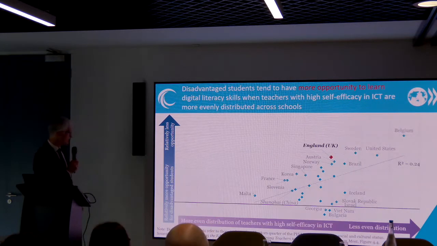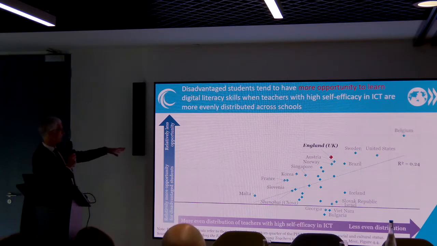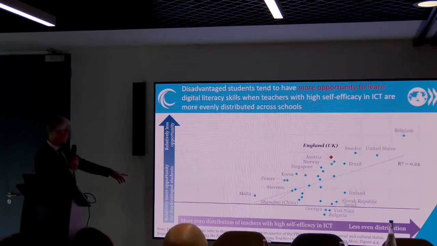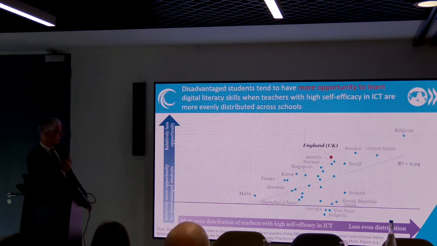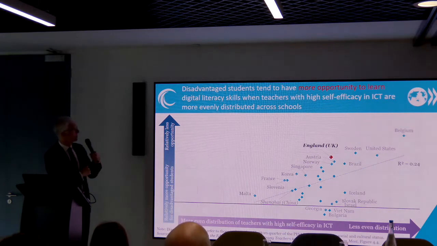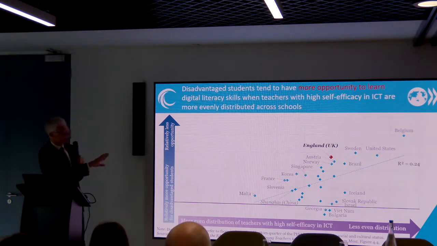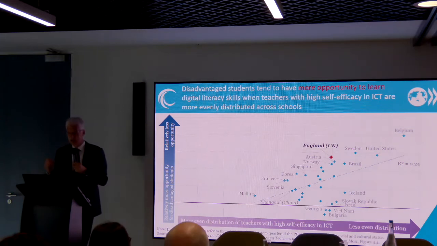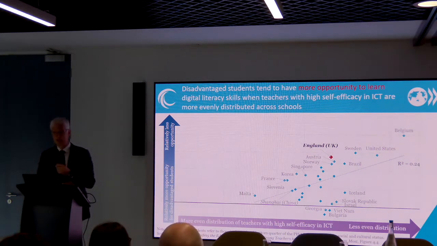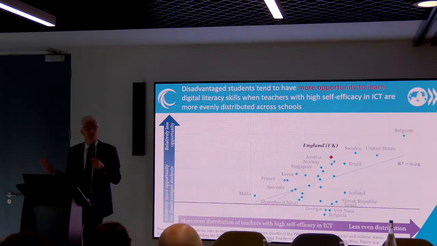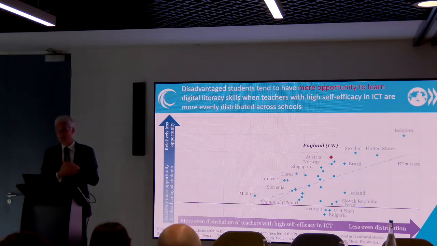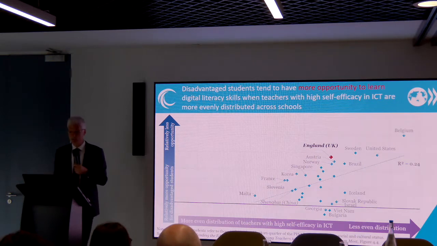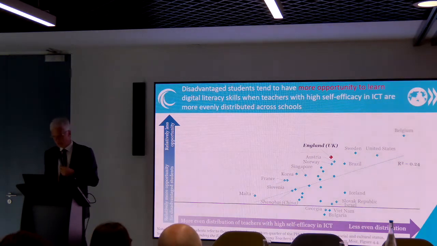Here I look at something slightly different. It's no longer the share of performers. Here I look at the relative opportunity. This is relatively more opportunity for disadvantaged students when it comes to learning digital literacy skills. And you can see clearly that disadvantaged students tend to have more opportunity to learn digital literacy skills when teachers with high teacher self-efficacy are more evenly distributed. That's, again, not much of a surprise. If you have access to those teachers throughout the system, your disadvantaged students are more likely to benefit from this.